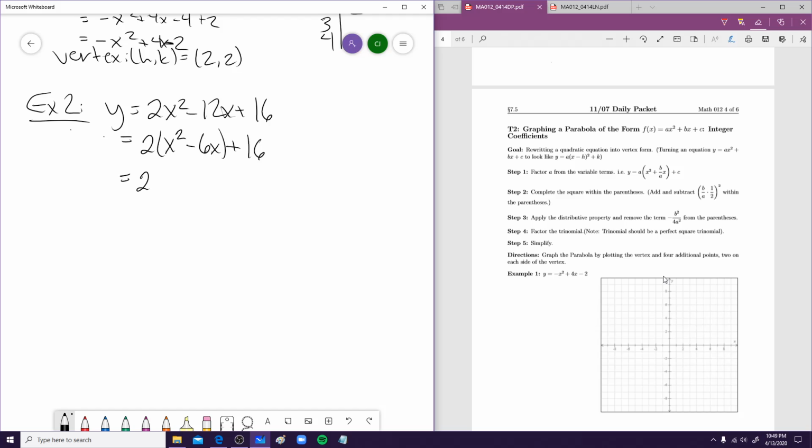Now we want to complete the square. So x squared minus 6x. I'm going to take the coefficient of this linear term, which is negative 6, and we're going to divide it by 2 and then square it. When we do that, we're going to get 9. So I want to add 9, but how do I keep my equation balanced? I also have to subtract 9.